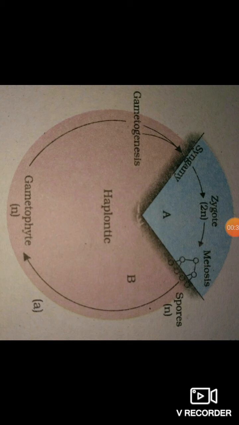Dear student, today I will discuss the plant life cycle, about alternation of generations in haplobiontic, diplobiontic and haplodiplobiontic life cycle. First of all, we discussed the alternation of generation.